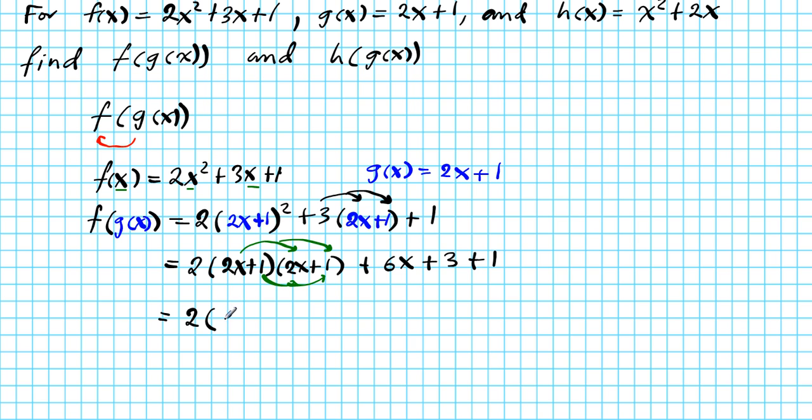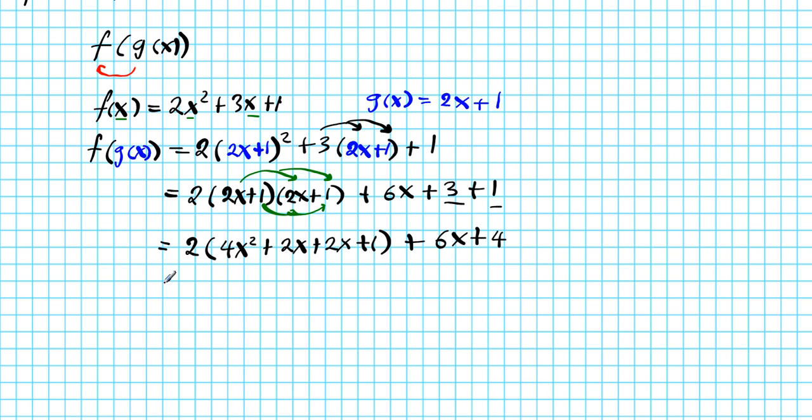Okay, so before this out, we're going to have 4x squared plus 2x plus 2x plus 1 plus 6x, and then we can combine these two. 3 plus 1 is 4. Now let's simplify the quantity in this parentheses before we distribute, or you could distribute, it doesn't really matter. So let's simplify first. We're going to have 2 times 4x squared plus 4x plus 1 plus 6x plus 4.